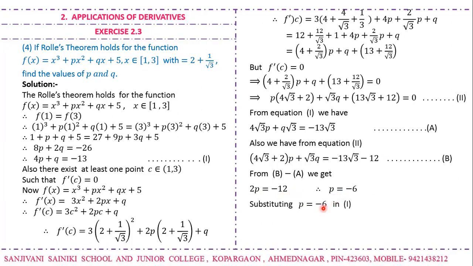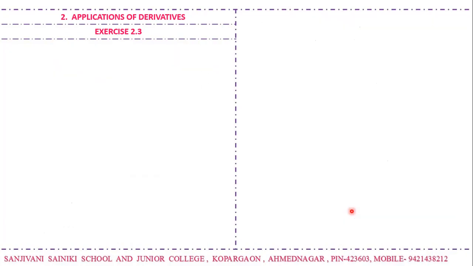Now put p is equal to minus 6 in any one of these equations, either the first, second, third, A or B, whichever we want. But the first is the simplest one, so we put p is equal to minus 6 in the first equation and then simplify. We get q is equal to 11. So these are the values of p and q.